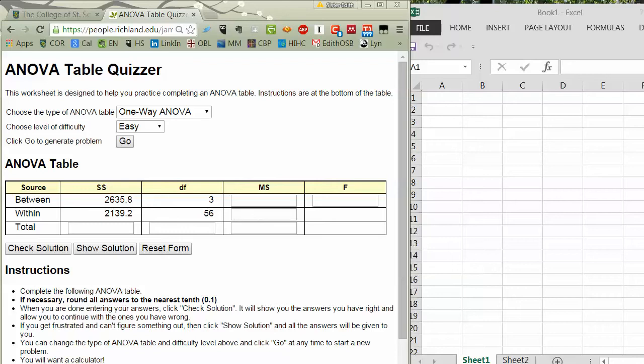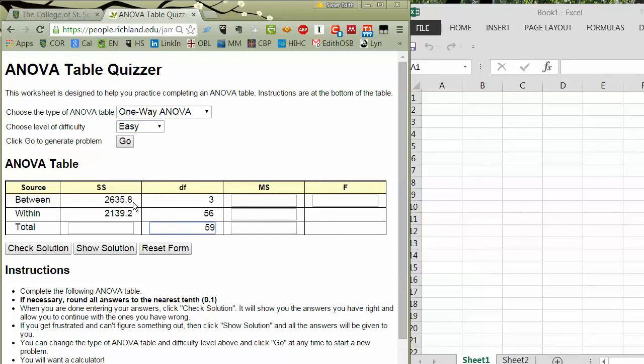I've given myself a little bit of an Excel spreadsheet over here on the side so that I don't have to do the math in my head, but you will be able to see me do it. So this is a one-way ANOVA, and I picked the easy level of table. As you can see, there's also medium and difficult, but we'll just start with easy. The first thing we can do is add up the parts that add up. We know that between and within add up to total, and that's true for both the sum of squared deviations and for the degrees of freedom. The degrees of freedom I can do in my head. 3 plus 56 is going to give me 59.